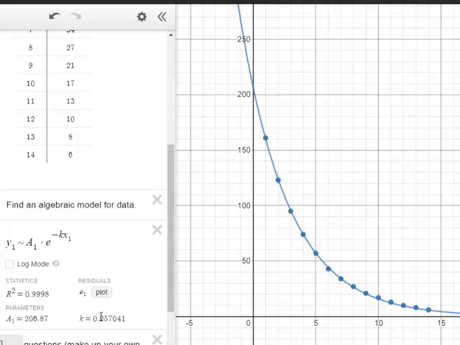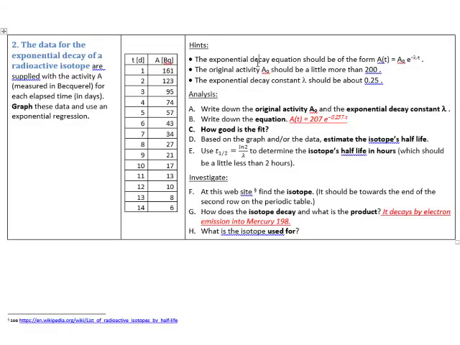And the decay constant is 0.257. Of course, there's also a negative in the front, which says that this exponential is going down, so there's decay. The fit is actually really good. All right, let's plug in these answers. So the original activity level should be a little more than 200. It is. Exponential decay constant lambda should be about 0.25, which it is.